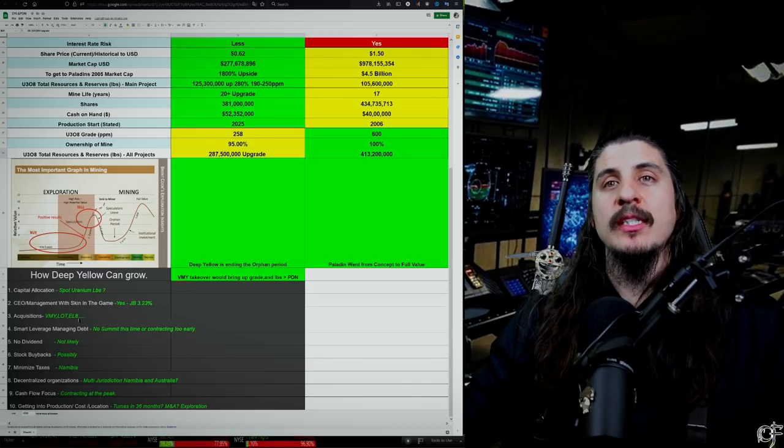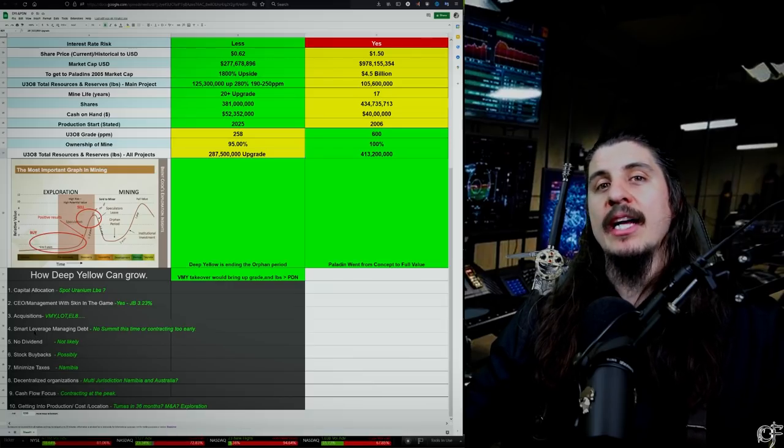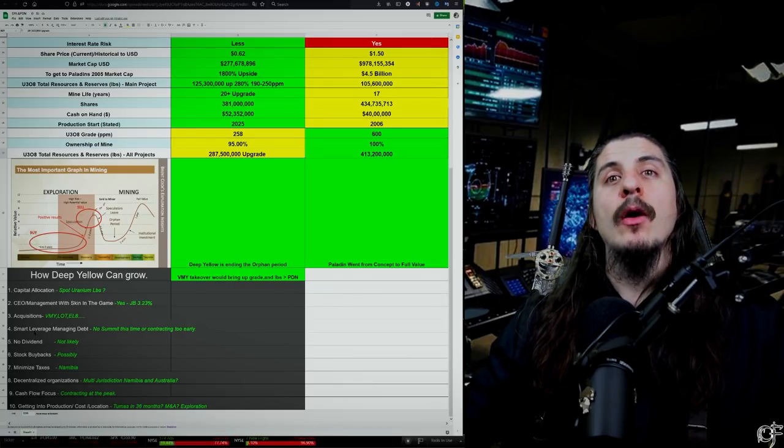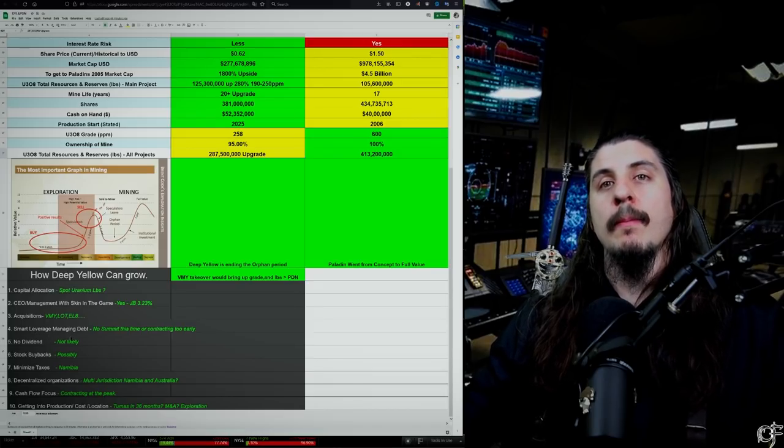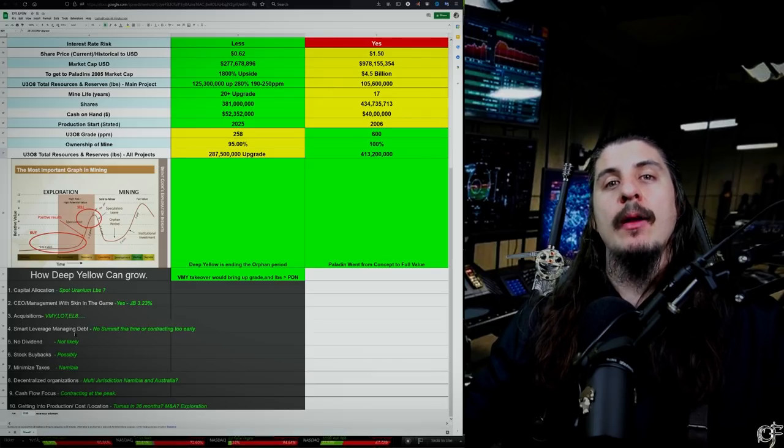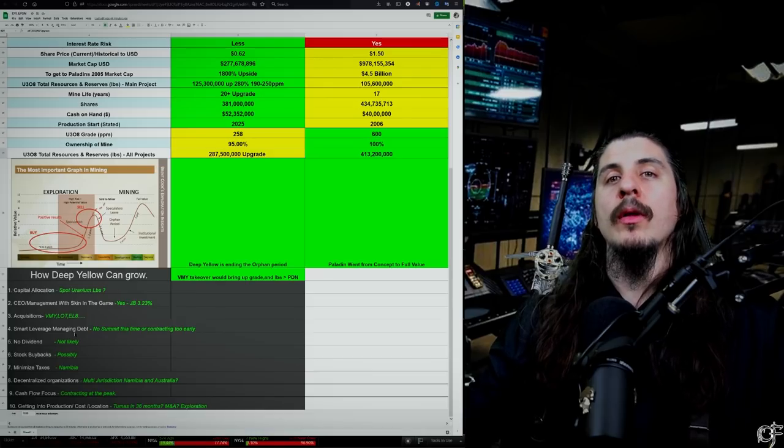Acquisitions. Can they do acquisitions? Are they going to do mergers possibly, or how can they grow? Are they going to grow their cash flow? Are they going to have a positive cash flow in the future, and how can they do that? Smart leveraging, managing debt. That's one thing I really look into with a stock. Do they have debt? How have they managed debt? I really do research in the past on those as well.